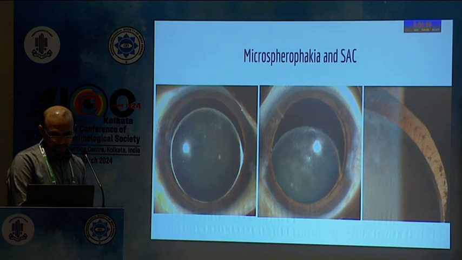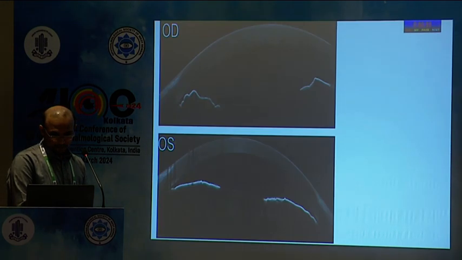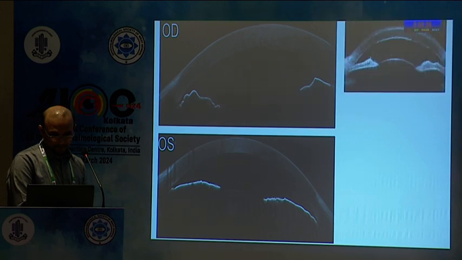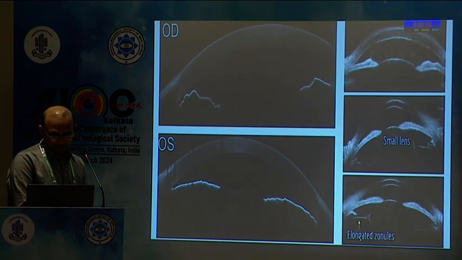Laser PI helps in preventing the attacks. This young male with high myopia presented with acute angle closure in both eyes. UBM shows a small spherophakic lens and elongated zonules.